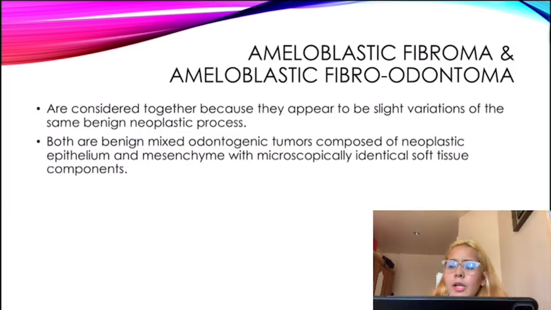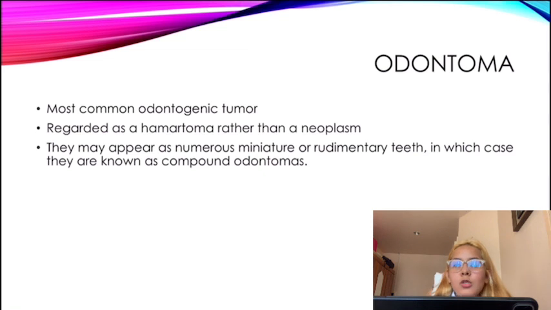So ameloblastic fibroma and ameloblastic fibro-odontoma are considered together because they appear to be slight variations of the same benign neoplastic process. Both are benign mixed odontogenic tumors composed of neoplastic epithelium and mesenchyme with microscopically identical soft tissue components. So odontoma is the most common odontogenic tumor, regarded as a hamartoma rather than a neoplasm. They may appear as numerous miniature rudimentary teeth, in which case they are known as compound odontomas.